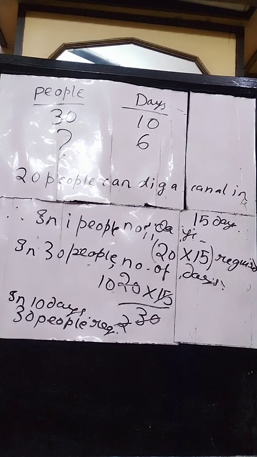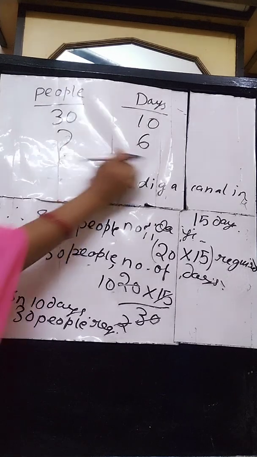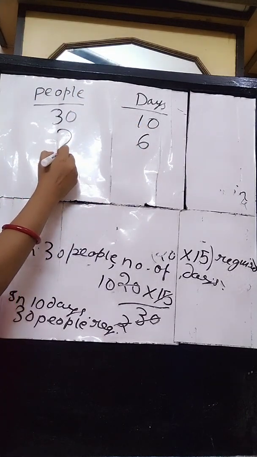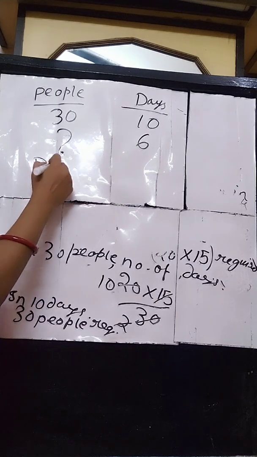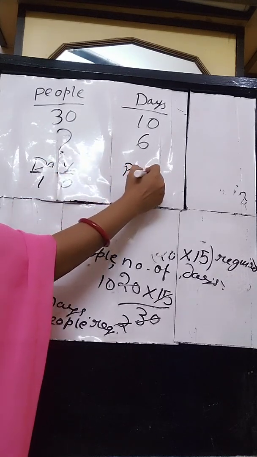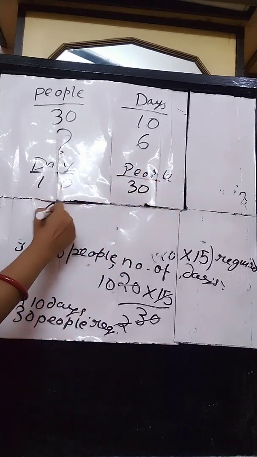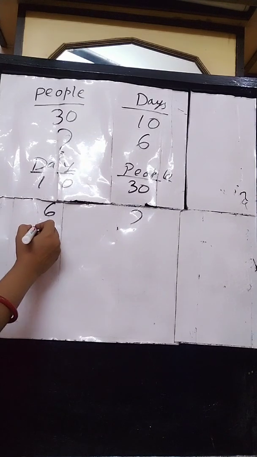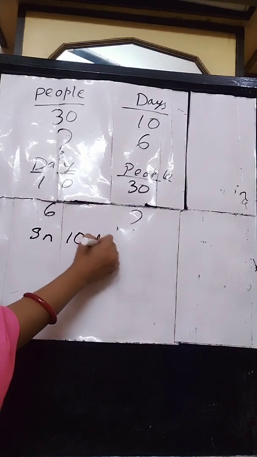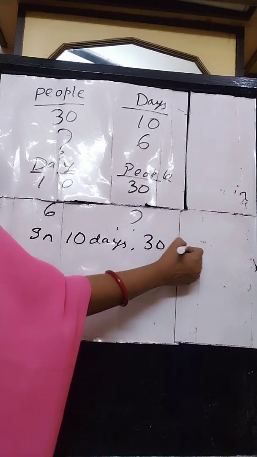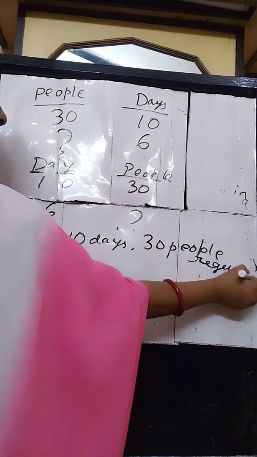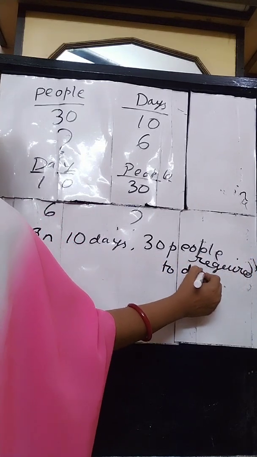Then again you have to write statement to solve the sum. So the sum is extending a little bit and now everything is changing. Rather you will write whatever you have to find, that you will write in the right hand side. So you will write days 10, people 30, again days 6, people how much. So you will write in 10 days, 30 people required to dig a canal.